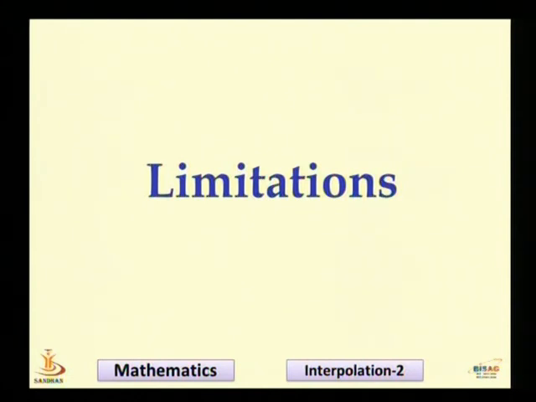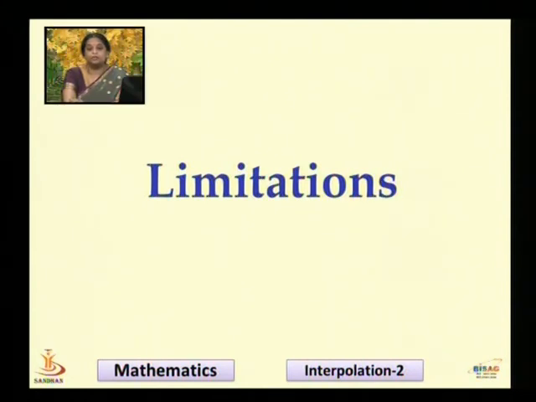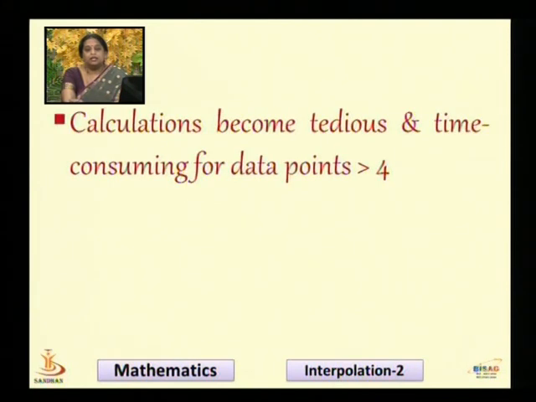But there are certain limitations of Lagrange's interpolation method as well as Lagrange's inverse interpolation method. What are the limitations? Basically, the calculations become tedious and time consuming for data points greater than 4. As we have already seen, for a set of 3 data points and for a set of 4 data points, we had 3 terms as well as 4 terms respectively in the interpolating polynomial, and each of the terms was a sum of products of x and y.